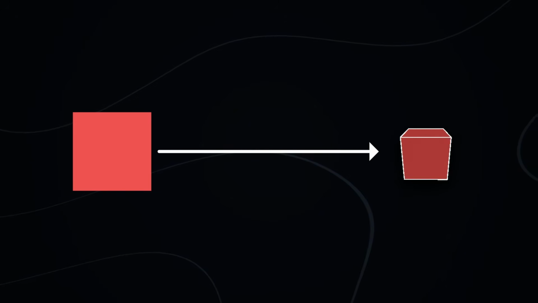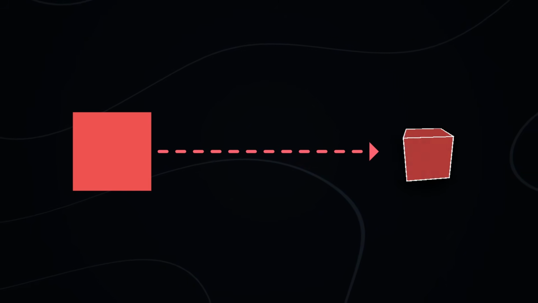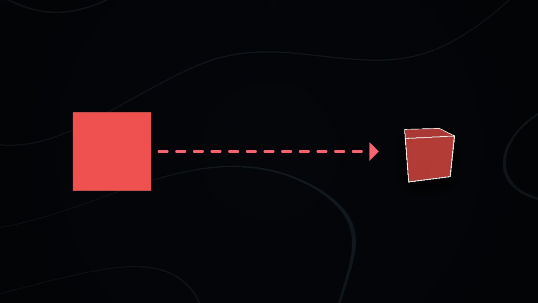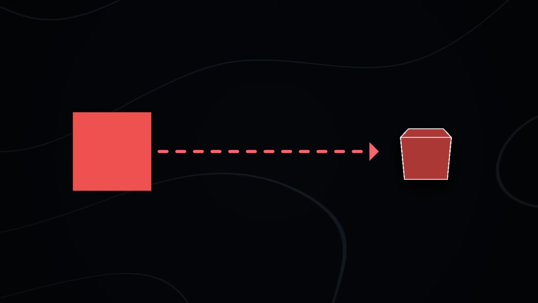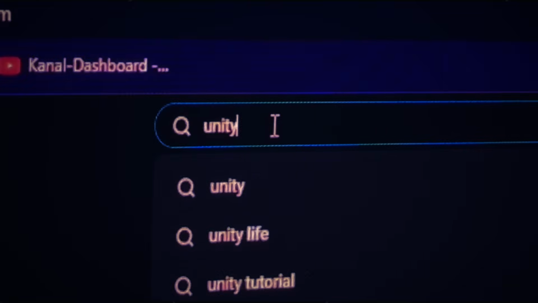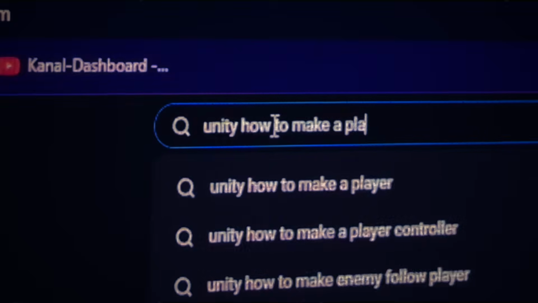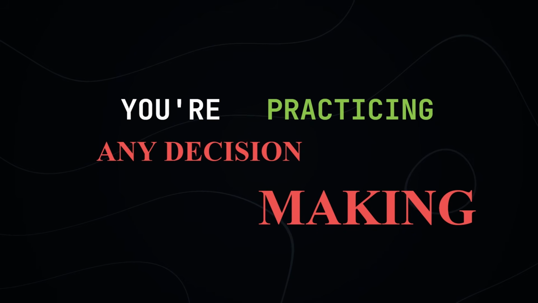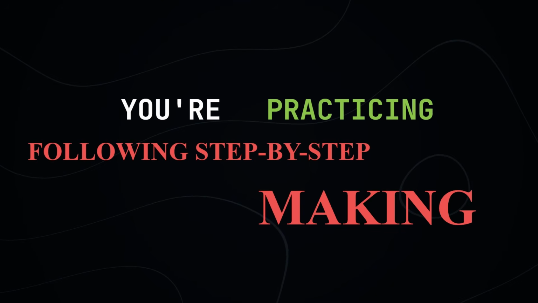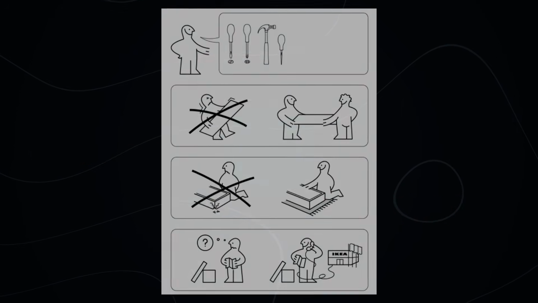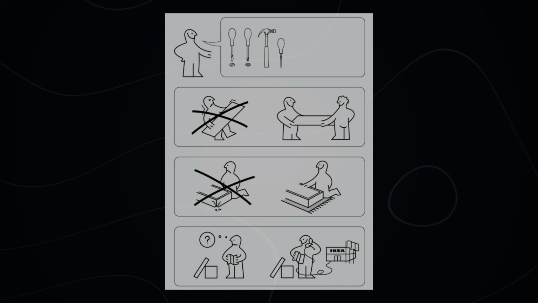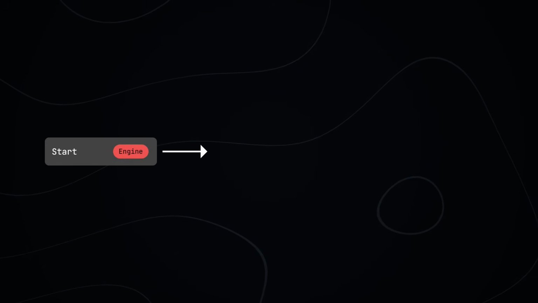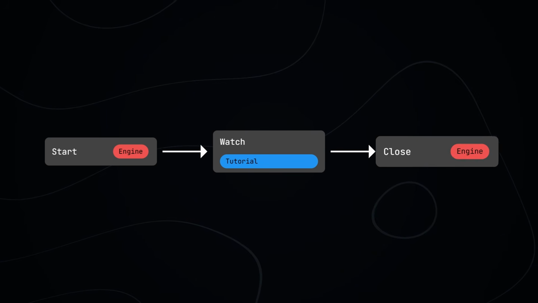Tutorials remove that entire phase. They don't teach you how to navigate your own problems. They just teach you how to recognize solutions after someone else has already solved them for you. So without realizing it, you're not practicing any decision making. You're just practicing following step-by-step instructions like an IKEA manual. And that's the point where people end up getting stuck. Not because the tutorials are bad, but because they teach the wrong habit.